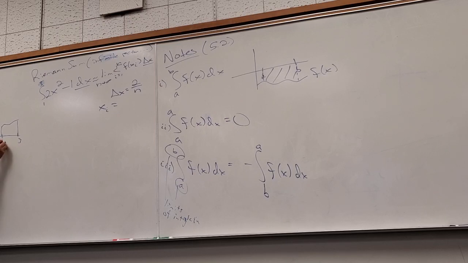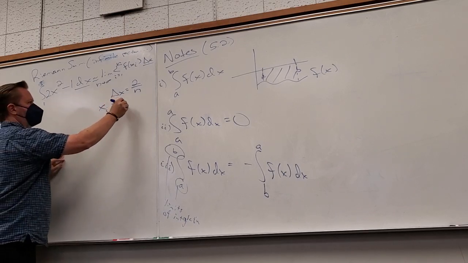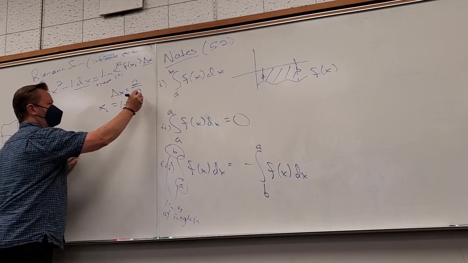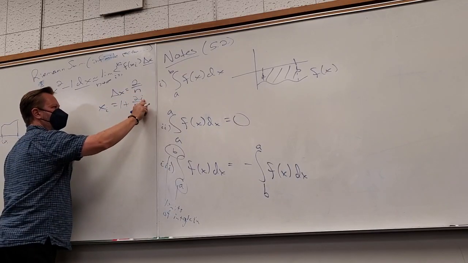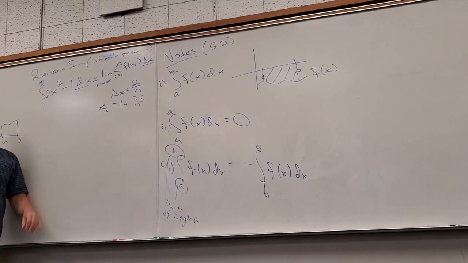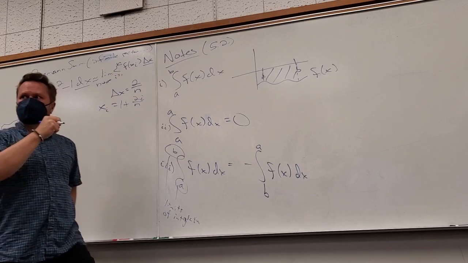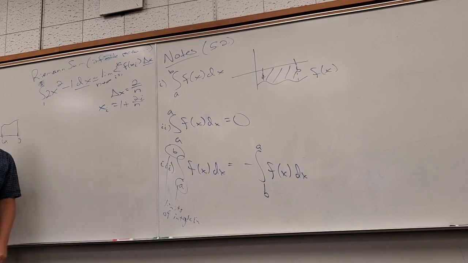I need to figure out what are my xi's. And how do I get to x1? I'm going to start at 1, and I'm going to add how much? 2 over n. And to get to the x second, I'm going to add 2 of these and so forth. So I'm going to add i of these. So 2 over n is how big each step is, and i is how many steps I've taken, right? Okay, I like it.